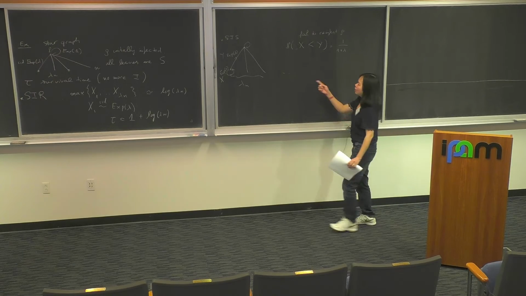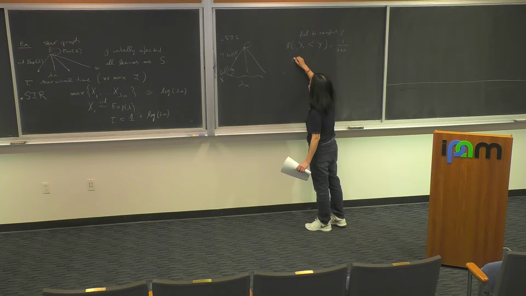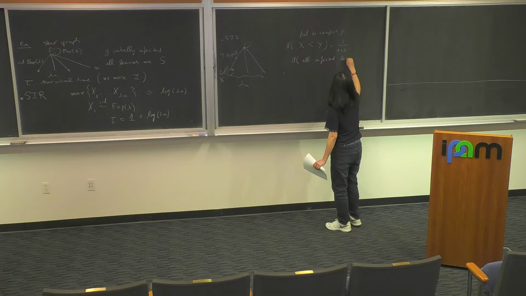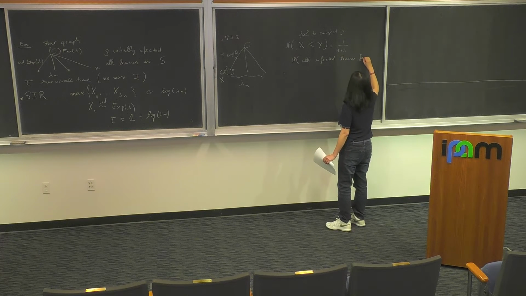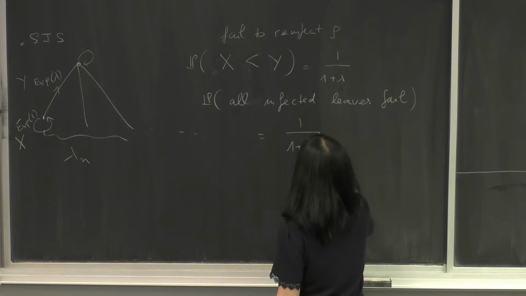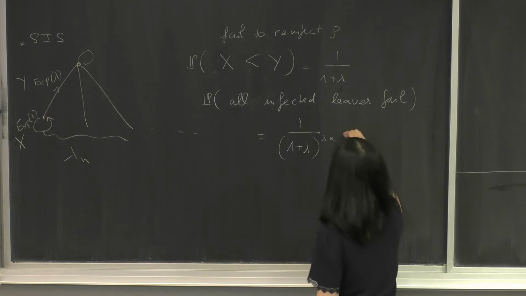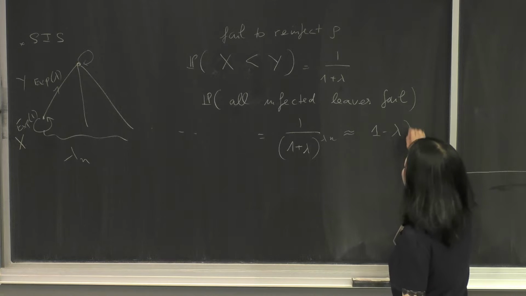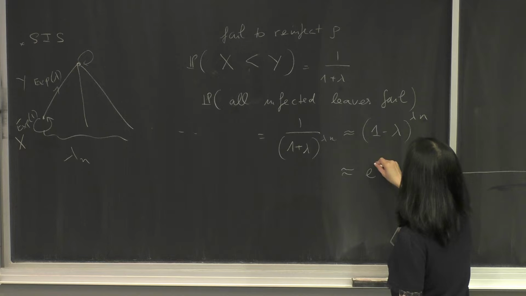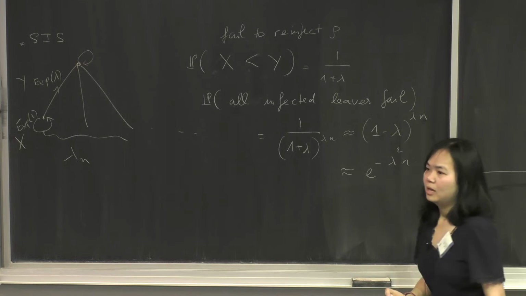So the probability that all infected leaves fail is 1 over 1 plus lambda to the power lambda n. So this is about 1 minus, we are thinking about lambda being small here, so this is e to the minus lambda squared n.